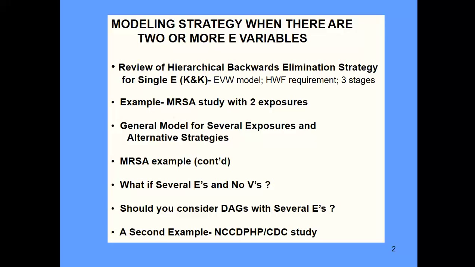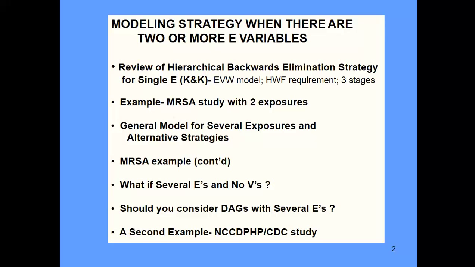Now we're going to hypothesize, or change things around a little bit, to consider what we would do with that data set if two of the four variables were actually exposure variables, and the other two were C variables, which turn out to be V variables that we wanted to put in the models as potential confounders. What do we do? How do we do that?